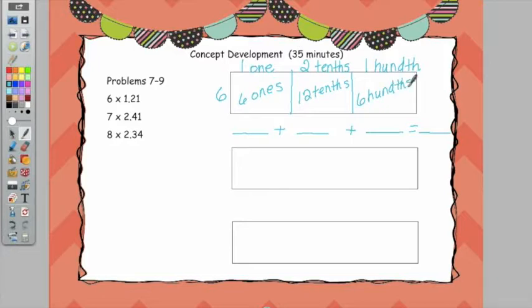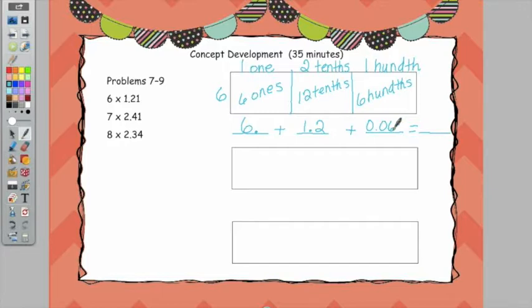Okay, now for standard form. So 6 ones in standard form is a 6. You might want to put a decimal there because you know decimals are coming. Okay? 12 tenths. 1.2. Good. 6 hundredths. 0.06.